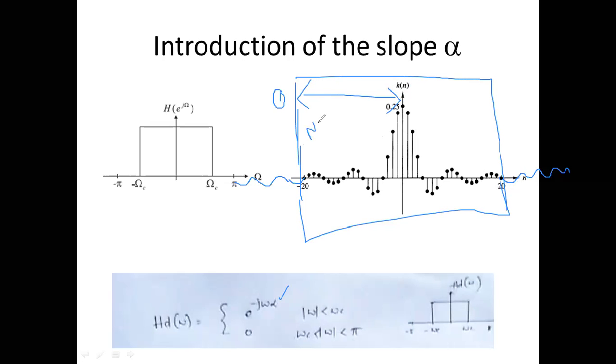That makes the entire impulse response non-causal. Non-causal things cannot be implemented. So how shall we make this causal?